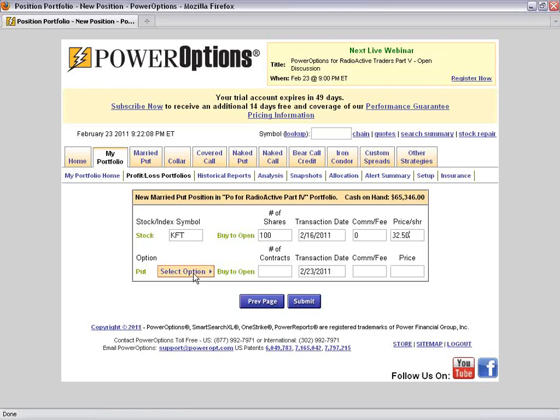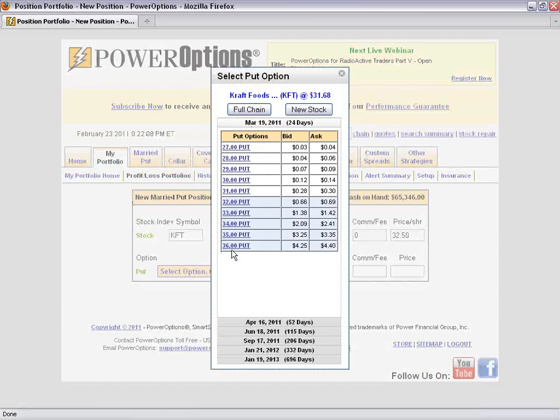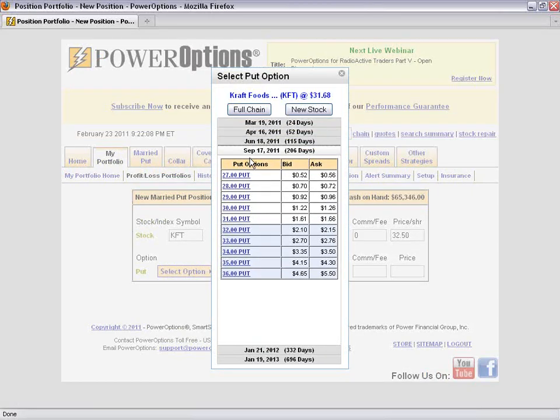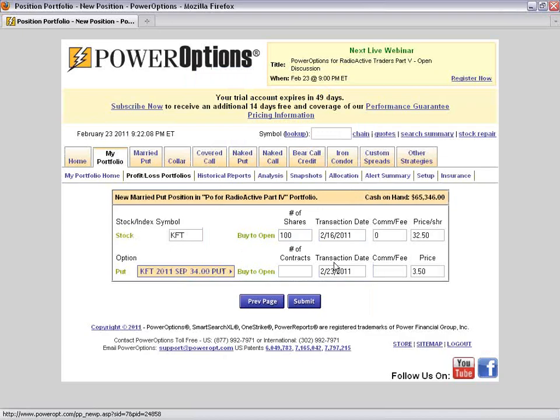Now at the same time, I don't have any options selected, but if I click Select Option, it'll pull up a simple chain for me. And let's say I went ahead with the September put option. And with the stock at $32.50, I was able to buy the 34 put. And at the time, the 34 put was actually at $3.15. So I'll just click on the 34 put. Again, change my transaction date to the 16th, my number of shares, and I have to input my price at $3.15.